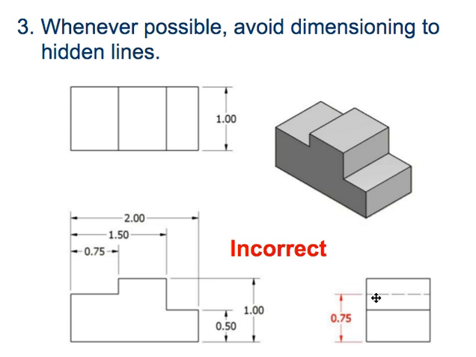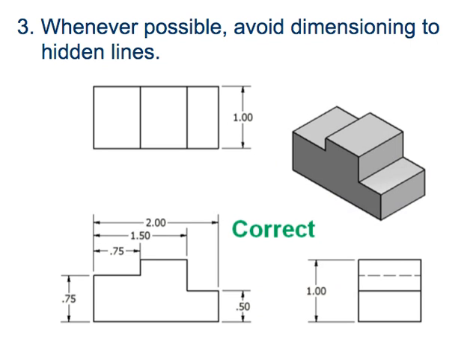So try to avoid it. If by the end the only way that you can add your dimension is to a hidden line, then just do so. But if you have a better view where you can give the dimension to a not hidden line, which means an object line, then please do so. As I click next, you're going to see this right here being moved to the left. There it is. So this is the correct way to do it. Please avoid dimensioning hidden lines.